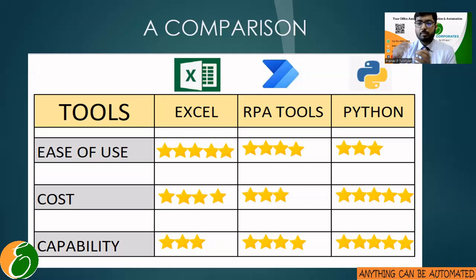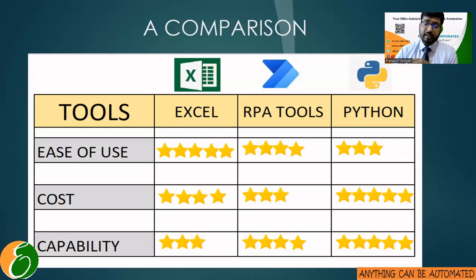So 5 star doesn't mean that it's the most expensive. It means that it has no cost involved. Capability is how much or what things it can do. Excel, capability-wise, has restricted itself to data analysis, and if you use a bit of macro, then you can do some application integrations. But still, I would rate its capability as a 3 out of 5 compared to other tools.